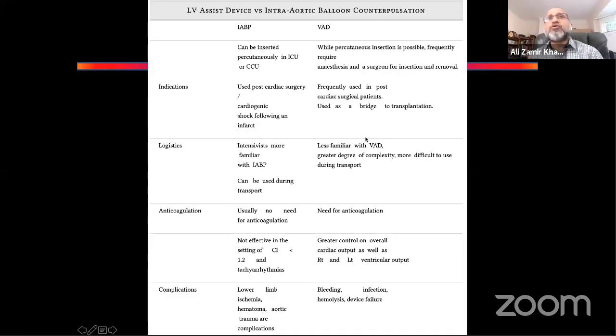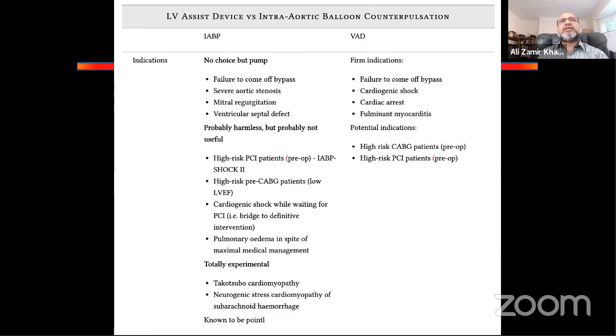That's why I brought these few slides in. Look at this, okay? This picture, please take a shot of this, and this is the comparison of balloon pump versus LV devices. So there are indications, the logistics, the anticoagulation needed, and the complications. This is by far the best graph I've found, which actually gives you a direct comparison of A versus B. So take this slide and keep it with you and go through it later on and try to understand it, okay? So this is all very, very nicely put out.